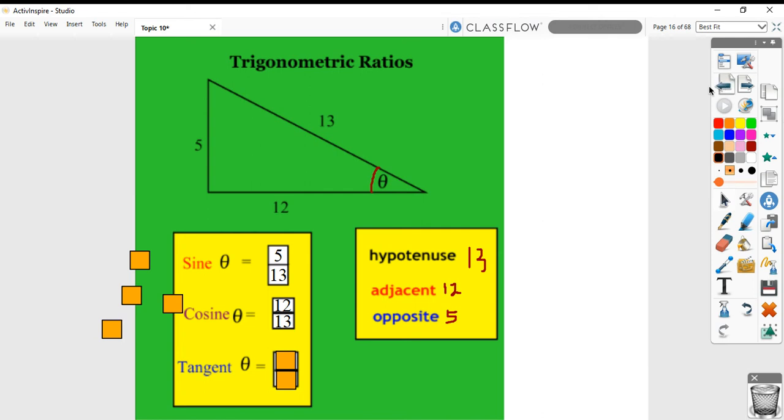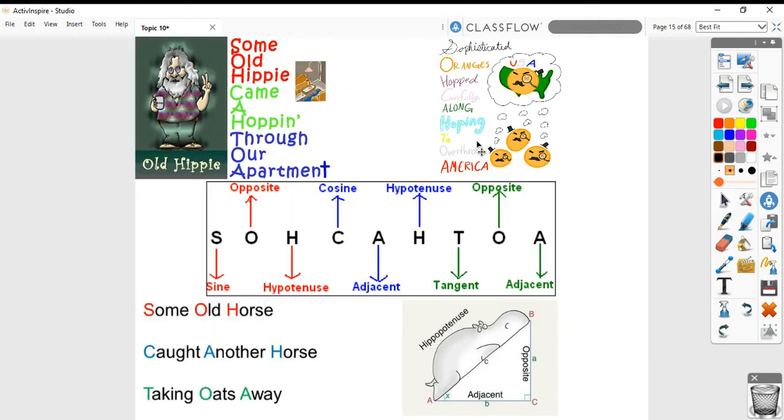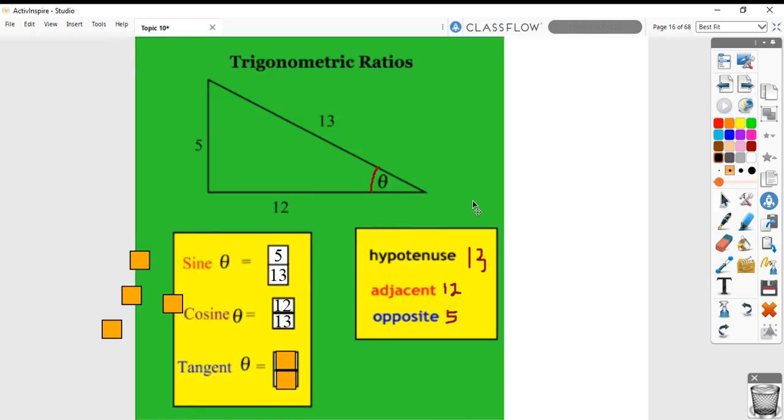And tangent, tripping on acid, is TOA: tangent, opposite, adjacent. So we've got opposite is 5, adjacent is 12, so the tangent of theta is 5 over 12.